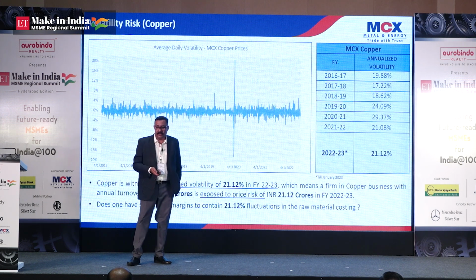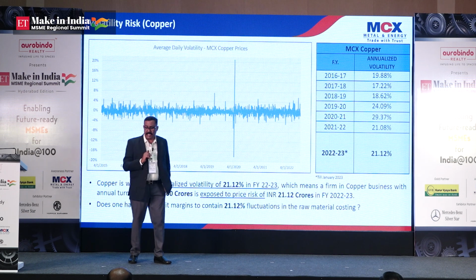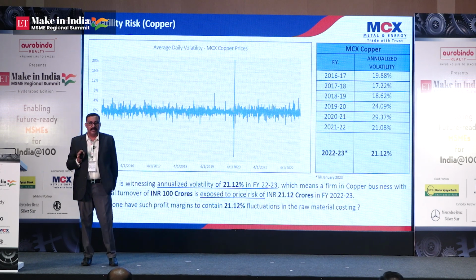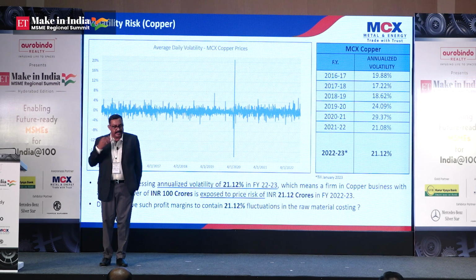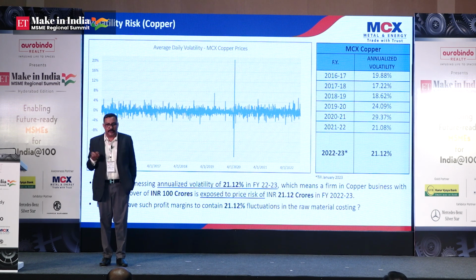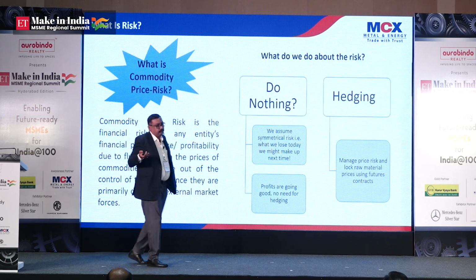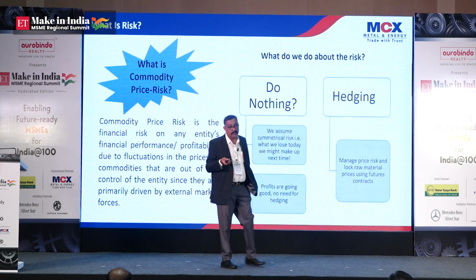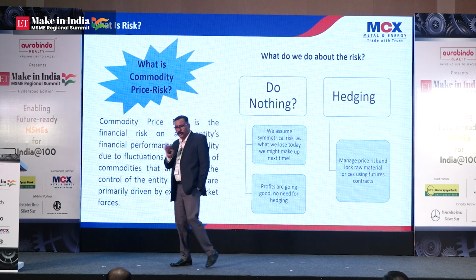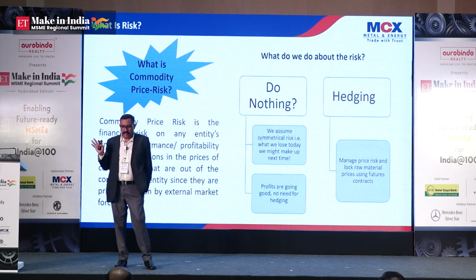Now let us look at copper. Copper has had an annual volatility of 21.1%. So in any business, do you think you will have anything more than 15 to 18% of profits? Tell me, sir, you're all entrepreneurs. You will never have that, right? So what do you want to do? You just keep quiet? You don't do any price risk management?